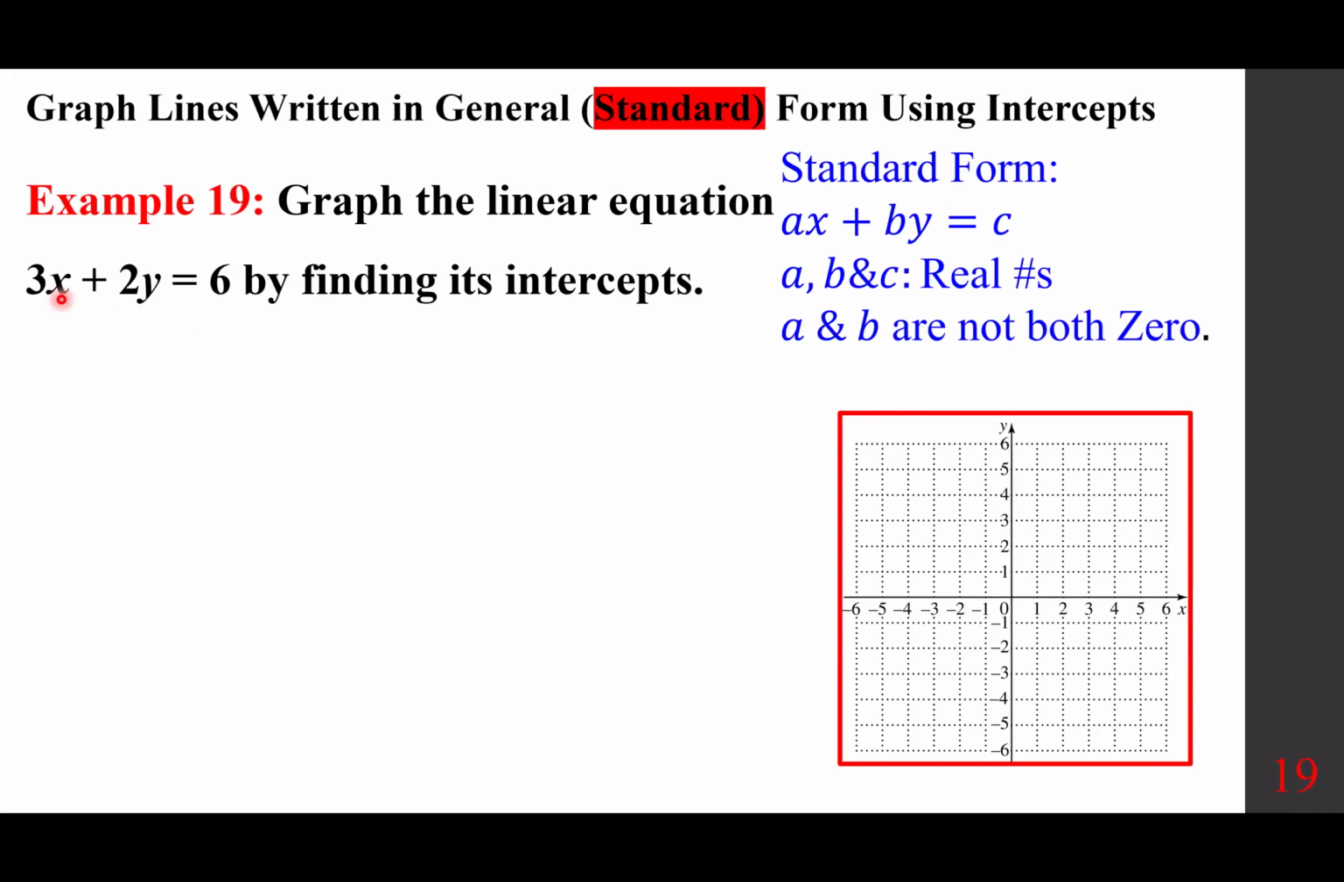So you set x equal to 0, you find y. You set y equal to 0, you find x. When y is 0, it's called the x-intercept. 3x equals 6. Divide by 3, you get 2. And it means the x-intercept has coordinates 2, comma 0.